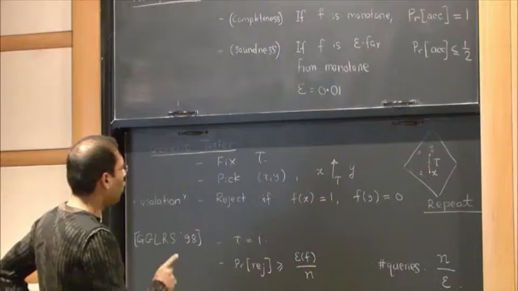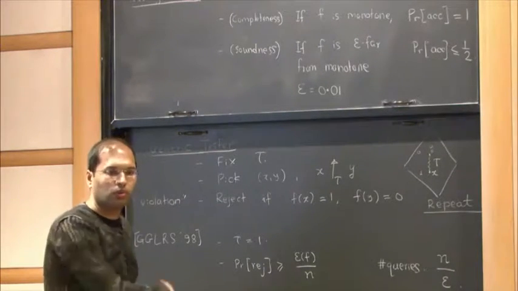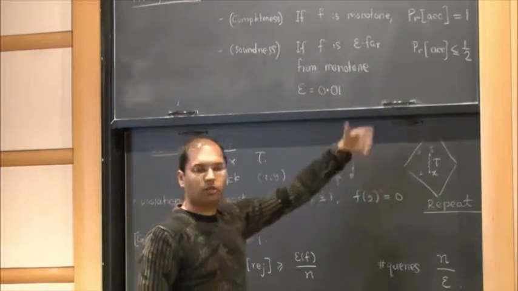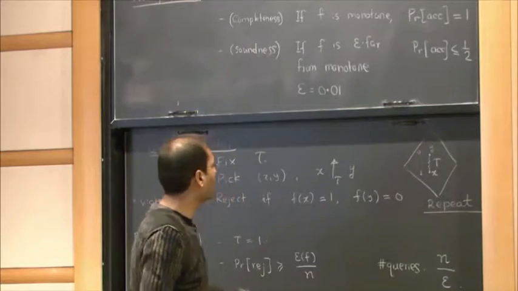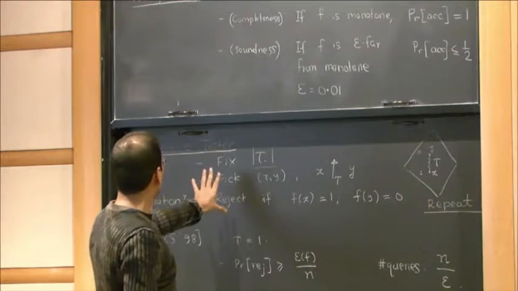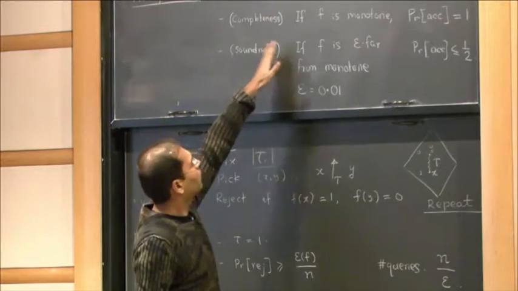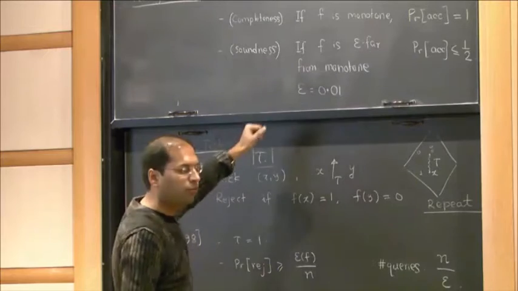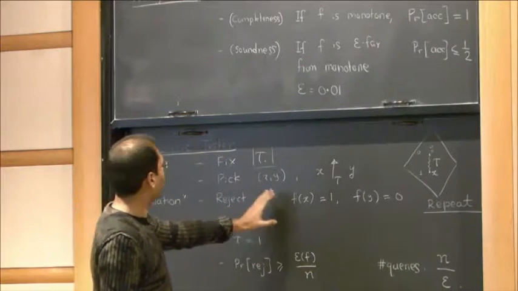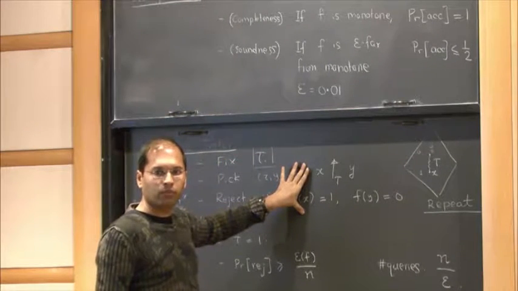Okay. Now two comments. Firstly, the tau itself you could have chosen from some distribution to begin with. And secondly, for this tester, of course the completeness holds: if it's a monotone function, you are going to accept with probability 1. For the soundness property, you can either think of just this tester and look at the probability of rejection.